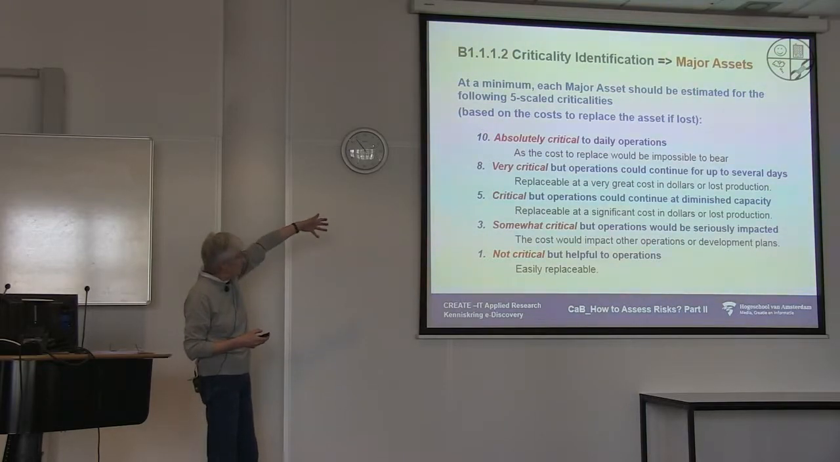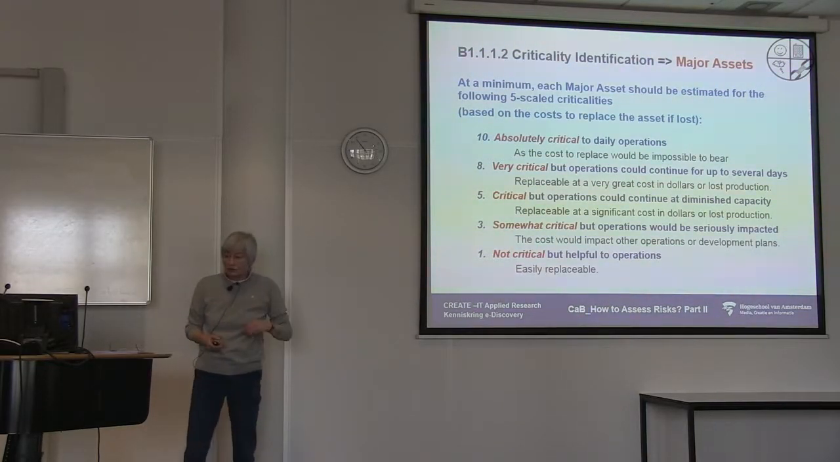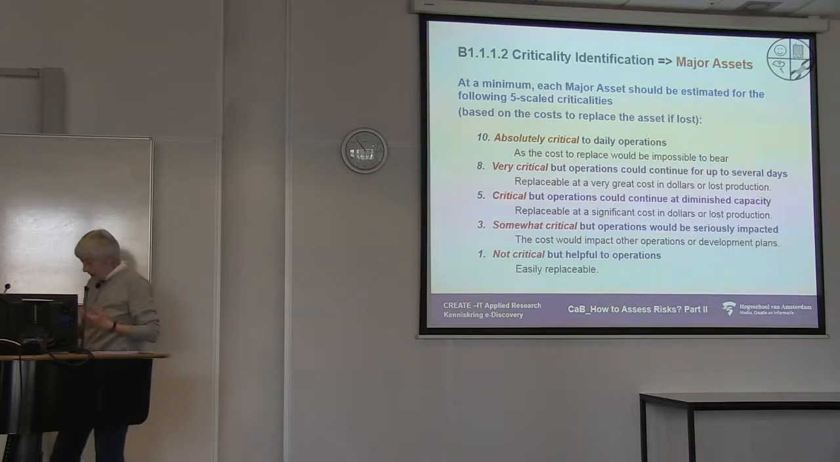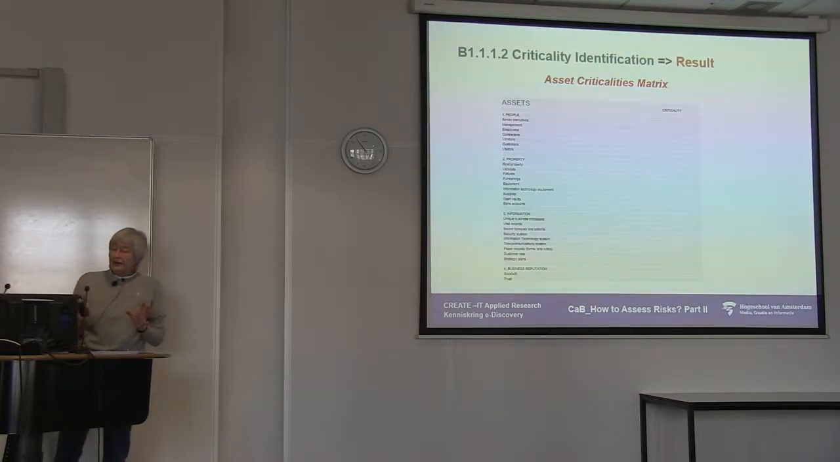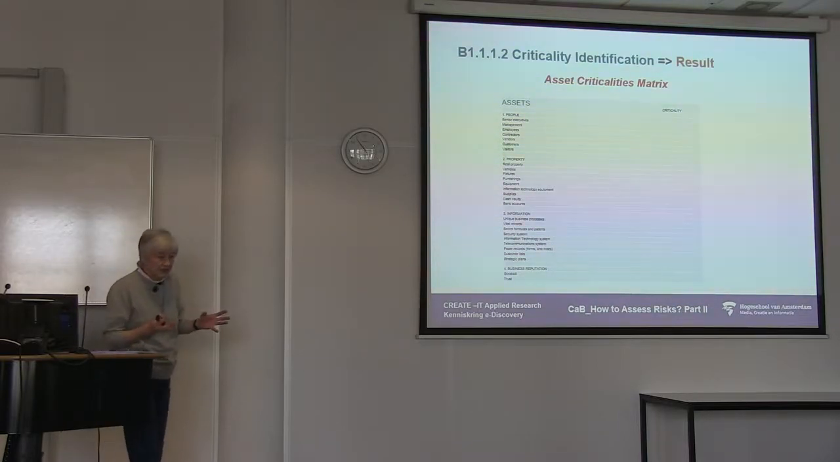So you have the 10, the 8, the 5, and the 1 to choose from, and you put it in your criticality column. If you have filled it in, don't forget to save it under the name Asset Criticalities Matrix.